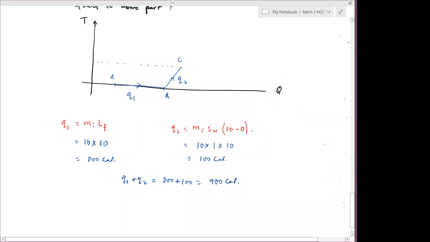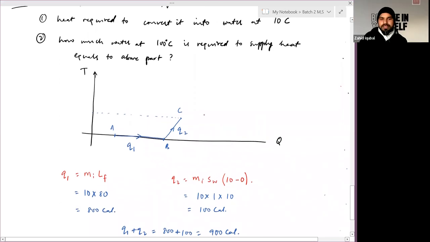Yes, sir, clear. Okay. Now the second part is that this much amount of heat must be supplied by water which is initially present at 100 degrees Celsius. So we have water at this point, 100 degrees Celsius. It will decrease its temperature to reach this end, and during this process it will lose some amount of energy Q2, which must be equal to the total amount of heat required by ice to change its state and further convert its temperature to 10 degrees Celsius. So we have to calculate how much mass would be required to perform this process.